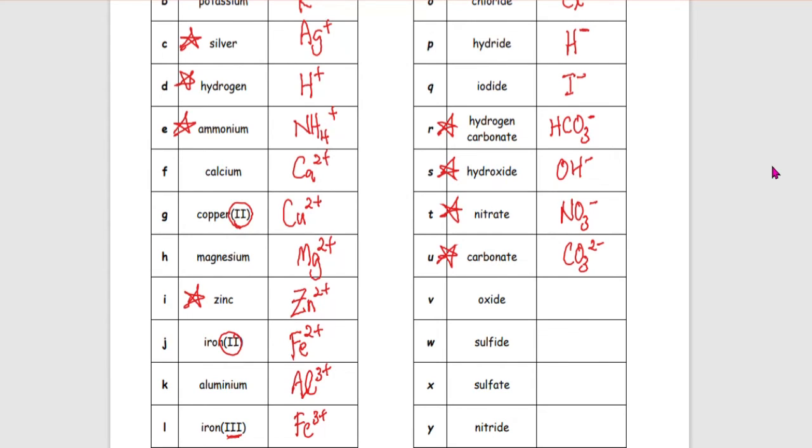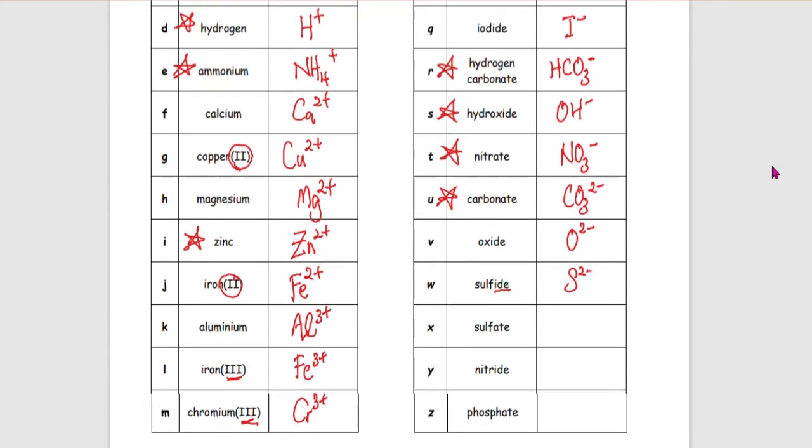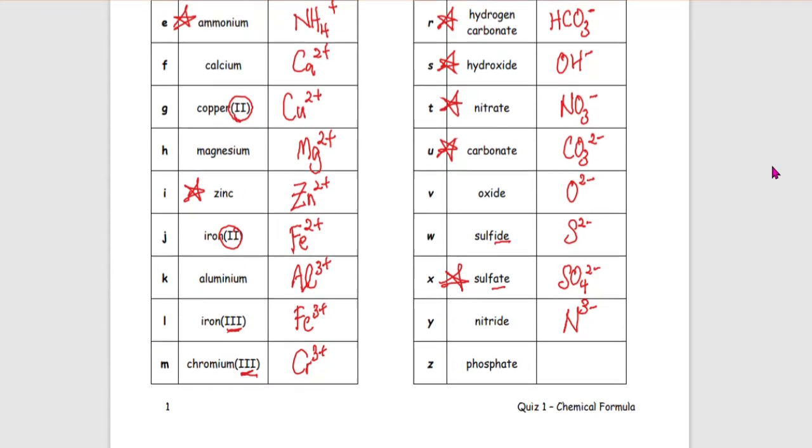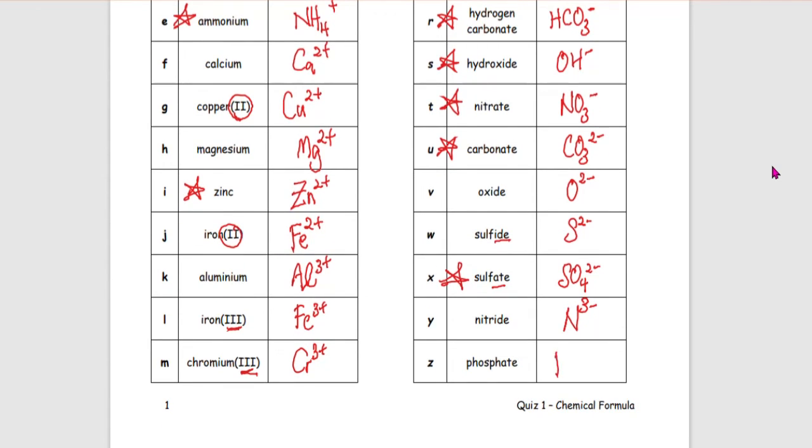Oxide is an oxygen ion. Group 6, so valency is 2, so O2-. Sulfide, IDE, so S2-. Sulfate, this is SO4 2-. This is a complex ion. Nitride, IDE, so it's nitrogen only. It's group 5, valency is 3, so N3-. Last one is phosphate, PO4 3-. We're able to start over here.